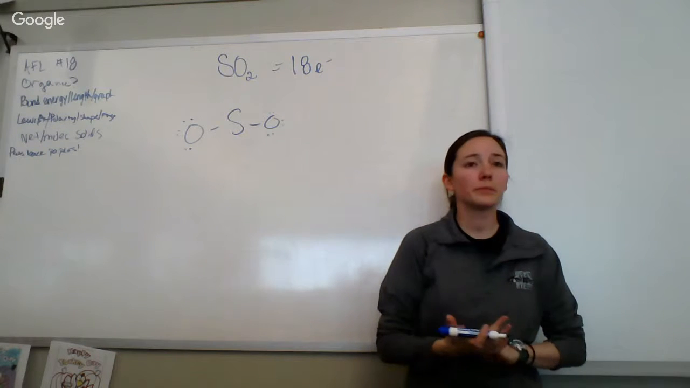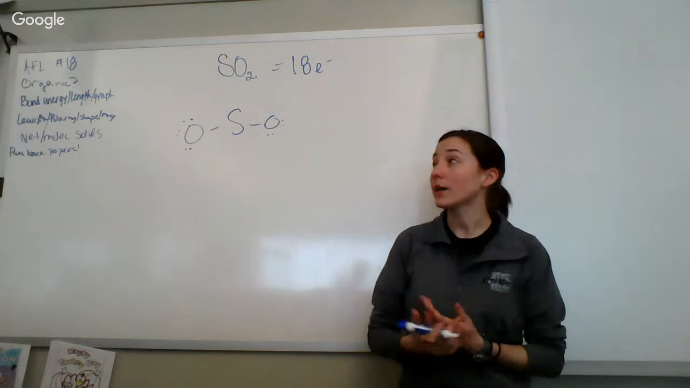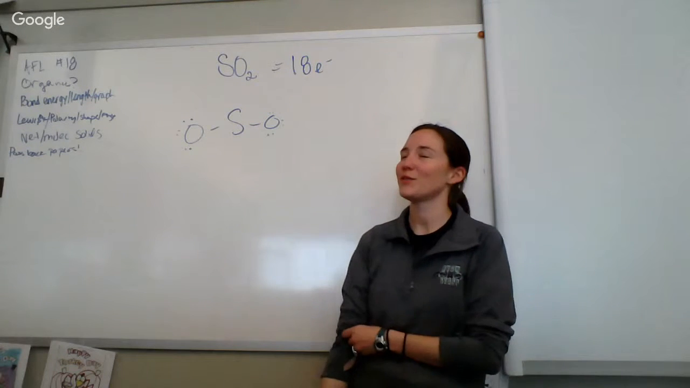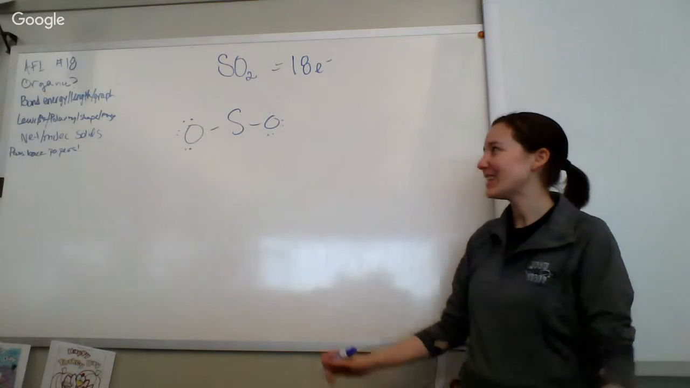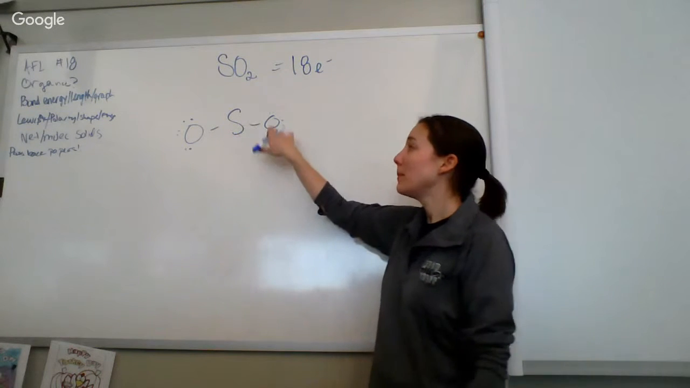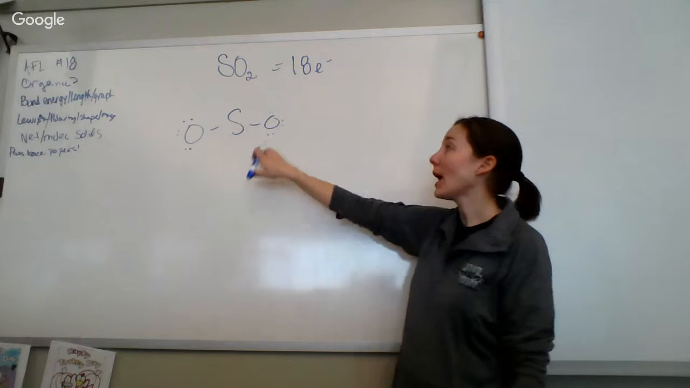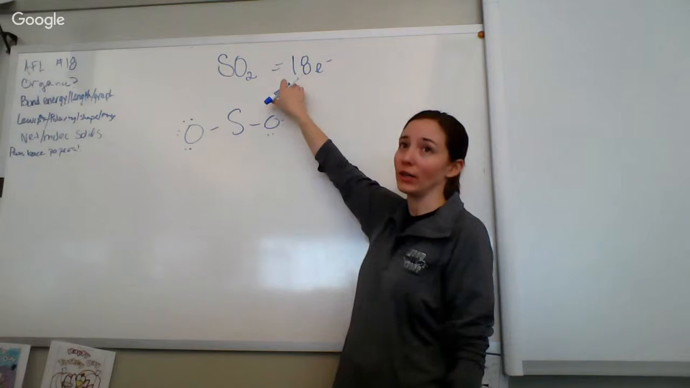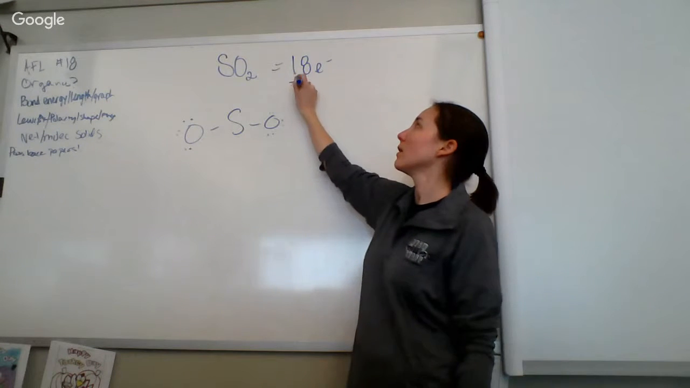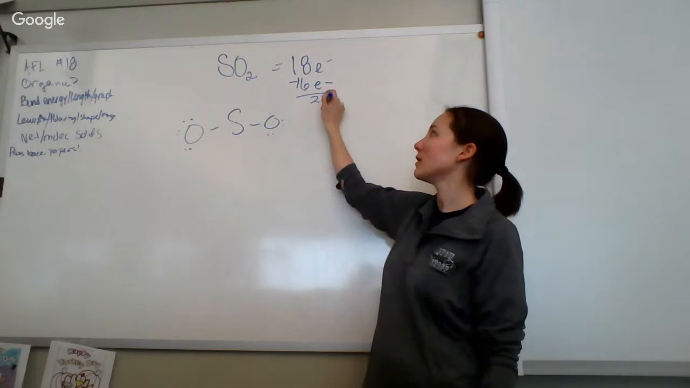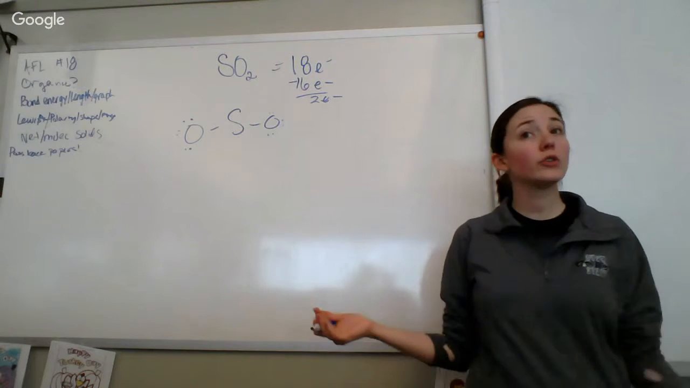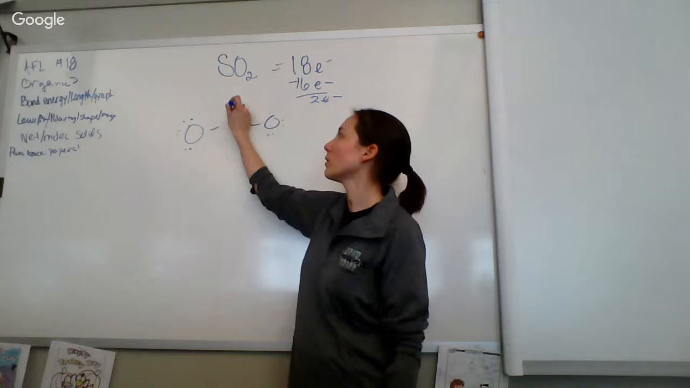Am I done? No, because sulfur is not. It is only currently sharing 4 electrons. We need to get it to the 8 electrons. So I'm going to need to do something else. Before we go to share, we have to make sure we don't have any extra electrons here. Since we've established there's 8 and 8, I've only used 16 electrons. So I have 2 more that can go somewhere. And those 2 can be put on my sulfur.